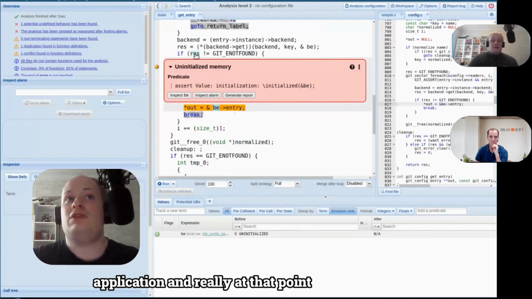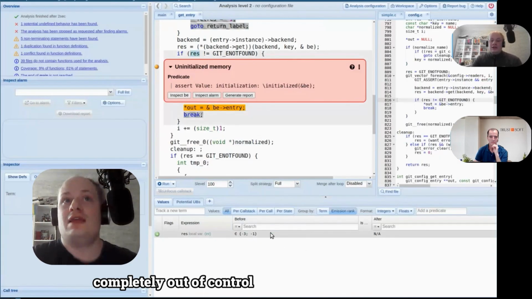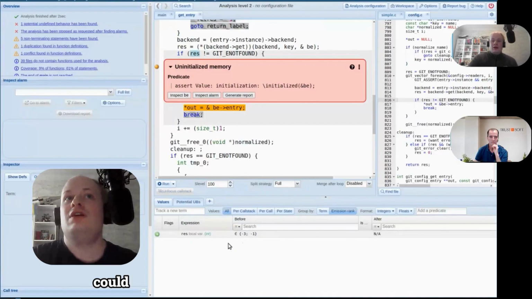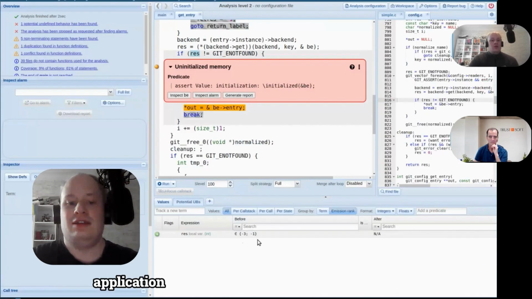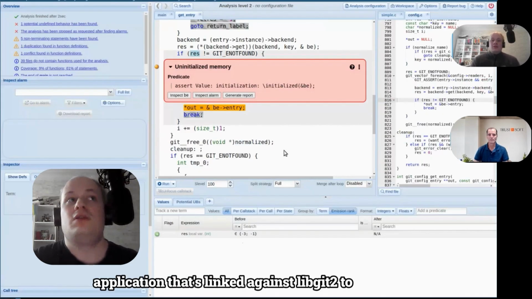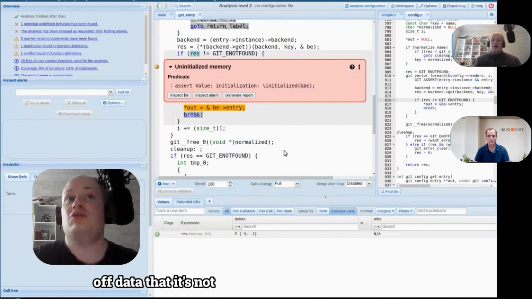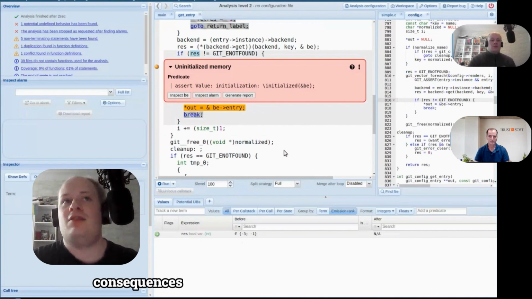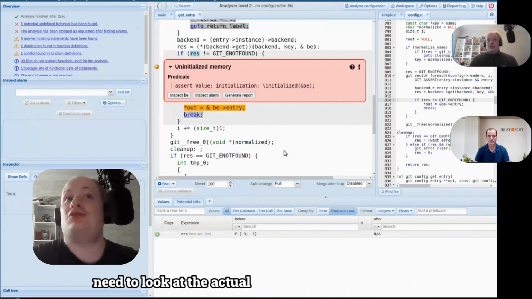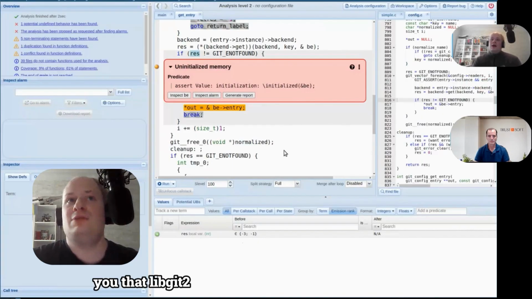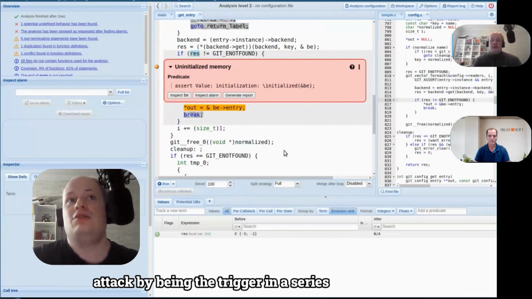And really at that point, the data is completely out of control. So possibly an attacker could trigger that bug and make your application, the application that's linked against libgit2, start to read off data that it's not supposed to read. And by then, the consequences are completely out of hand. We would need to look at the actual application to tell you what the consequences would be, but we can already tell you that libgit2 could have been used in a successful attack by being the trigger in a series of attacks.